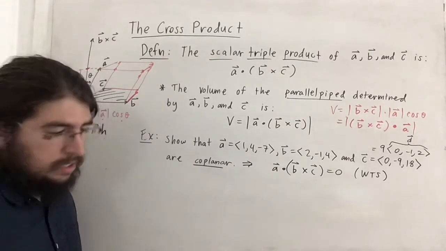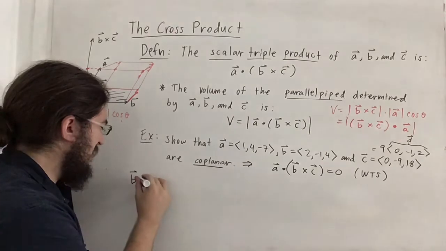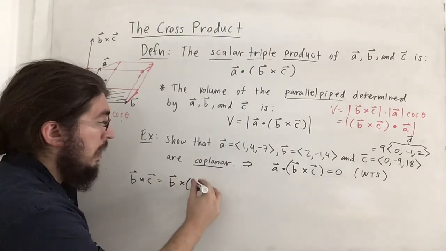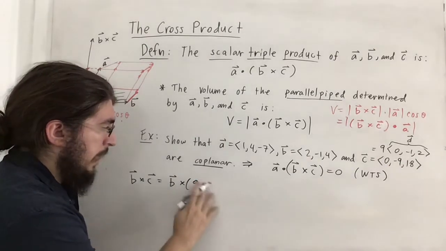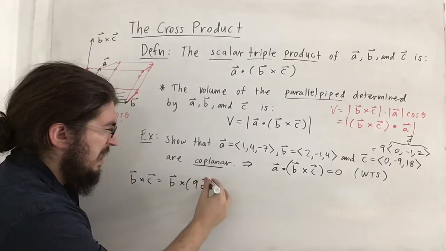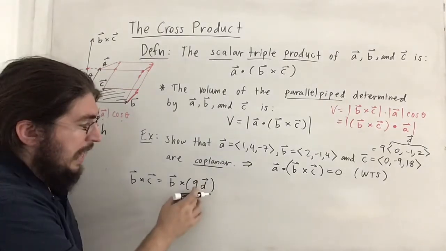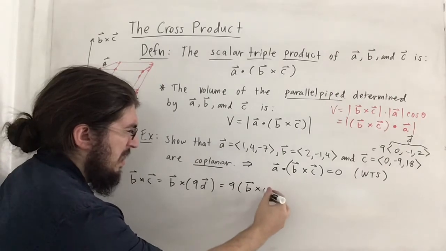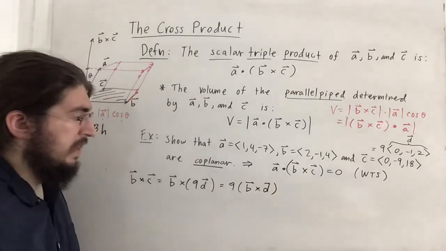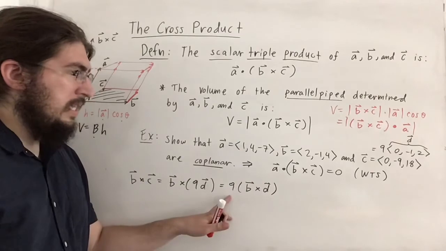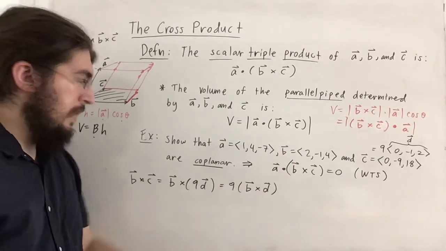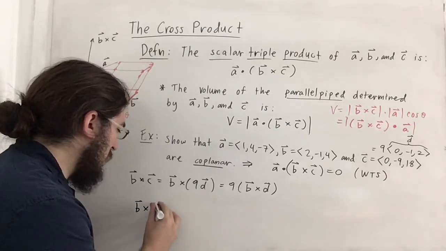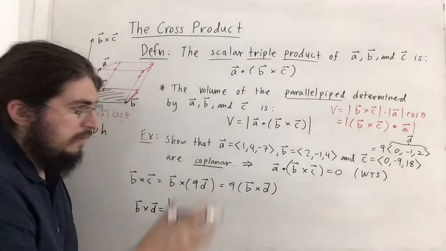So B cross C is actually equal to B cross 9 times the vector D. And we saw this property that the scalar can actually be pulled out of the cross product. Perfect. So in fact, this 9 we don't really need to deal with. We can just focus on B cross D now. So that'll make the calculation a little easier. And again, I just wanted to show that with that property we saw from the previous screen.